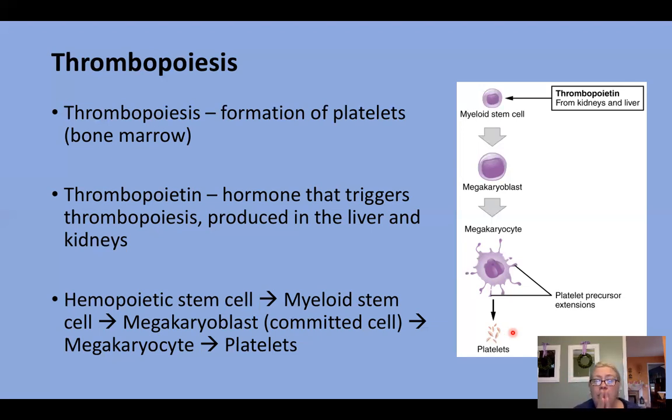Okay. Thrombopoiesis, formation of thrombocytes, aka platelets. We have the hemopoietic stem cell to the myeloid stem cell. Myeloid stem cell gets affected by the thrombopoietin, the hormone that is going to trigger thrombopoiesis. The myeloid stem cell becomes the committed cell megakaryoblast. Megakaryoblast becomes the megakaryocyte. Megakaryocyte undergoes mitosis, becomes larger and larger. We get these little cytoplasmic extensions. Portions of these cytoplasmic extensions break off. Those portions that break off are going to be our platelets or our thrombocytes.